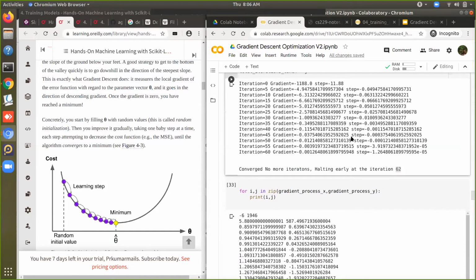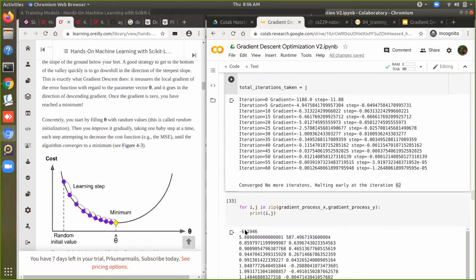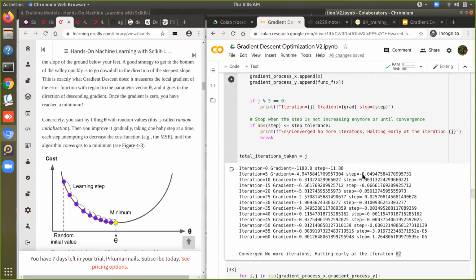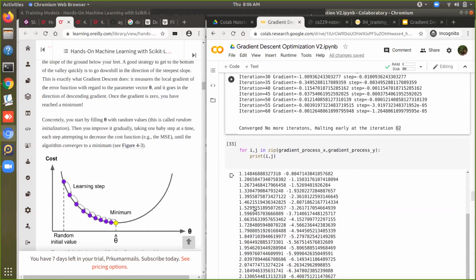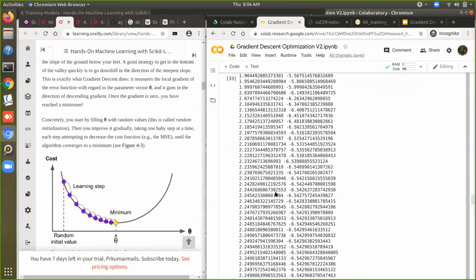Since this is minus 6, adding some step size will increase its value. For this function, the function that we are seeing, in this case, the step size value is like this. So once minus 6, then 5, then over a period of time, it has grown till 2.25.